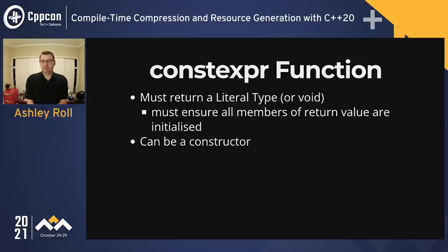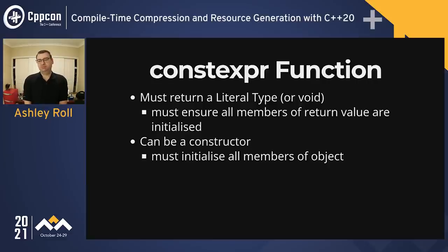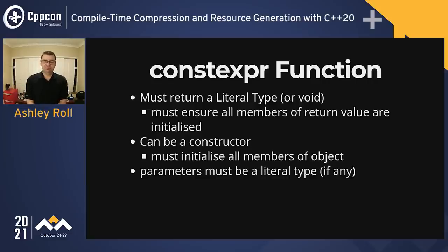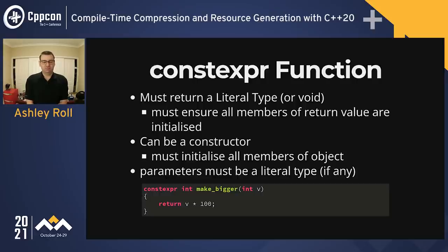You can have a constexpr constructor, which we will use to create some classes and types that we can use at compile time. And again, if you have a constexpr constructor, you must initialize all members fully in your object. Parameters of constexpr functions can be any literal type. An example like this: we have a function called makeBigger that takes an integer and returns it 100 times larger. It's quite a simple thing, but we're going to build on that and get some complex behavior out of it.